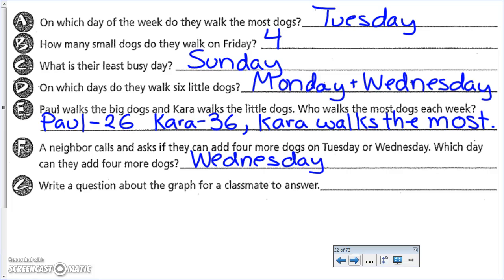For question G, you need to write down a question about a graph for a classmate to answer. We will do this tomorrow in class. So you need to write the question down ahead of time, and then you'll have a chance to share it with a classmate and have them figure out the answer to your question. So please make sure you've copied down all the information and glue this page in your math notebook.